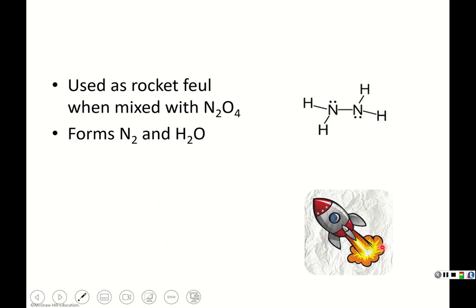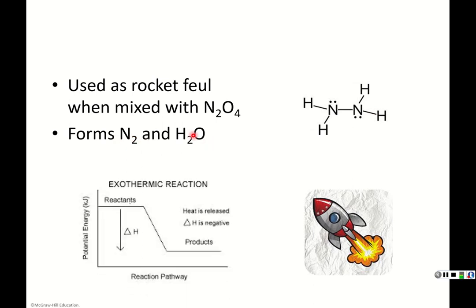Right, some other high sort of explosive nitrogen compounds. Hydrazine, this is used as a rocket fuel. So a pretty simple structure. You have 2 nitrogens and each are bonded to 2 hydrogens. And when this is mixed with N2O4, it makes N2 gas and H2O. Right, again, very exothermic.